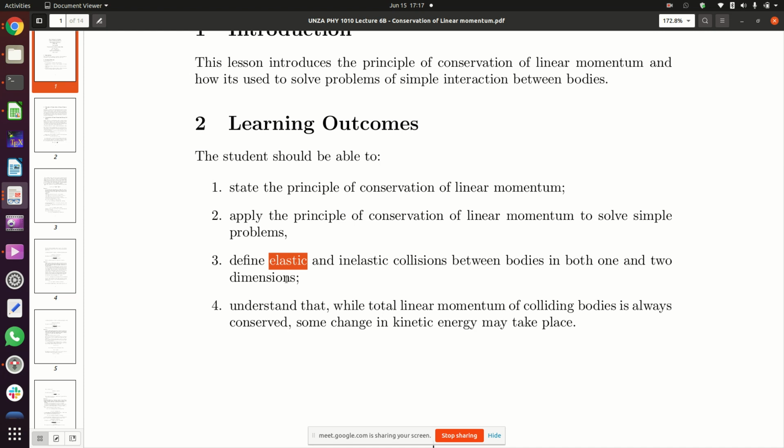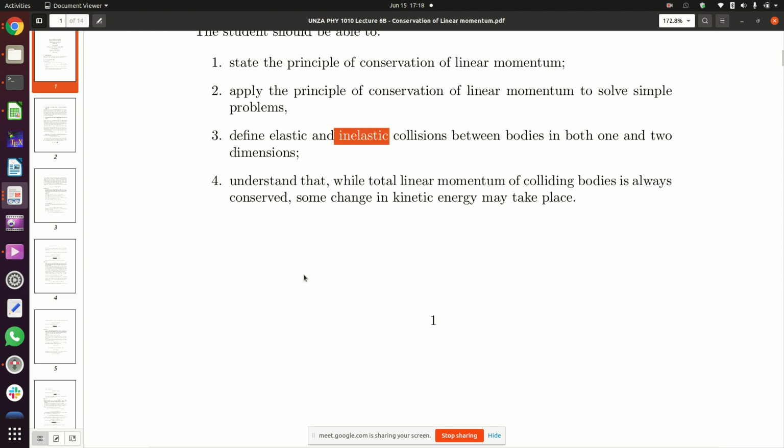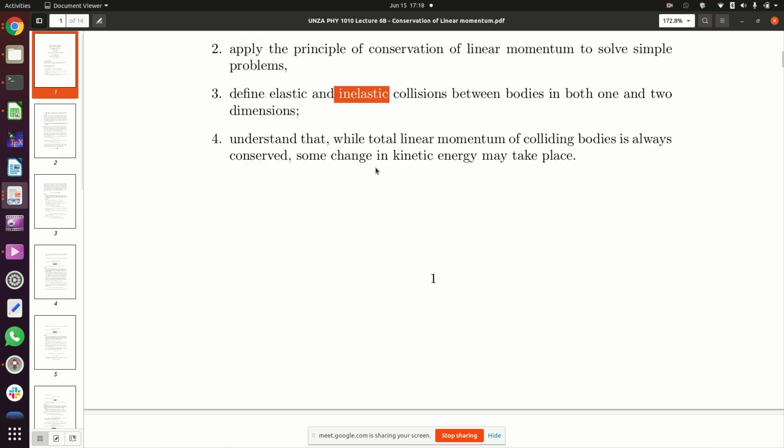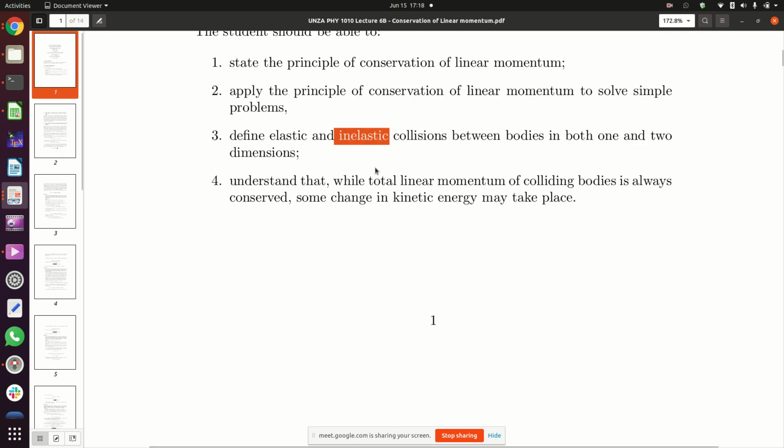If the total kinetic energy after the collision is less than the total kinetic energy before the collision, then such a collision is called inelastic. So sometimes you have a collision which is elastic. It's rare, but there are examples of collisions that are elastic. So we're going to see what that is and how that can be used. So basically that's what the plan is over this lecture and the lecture we're going to have tomorrow.